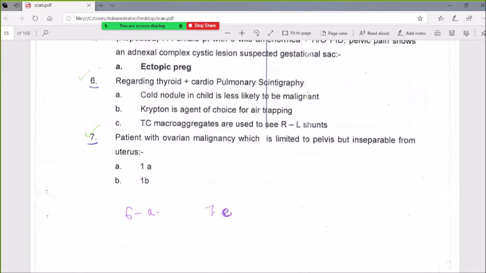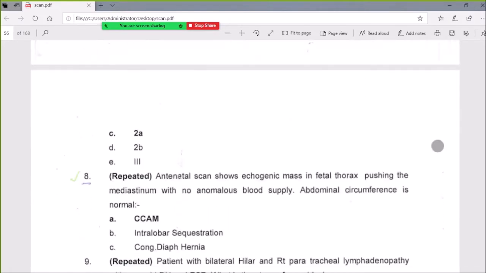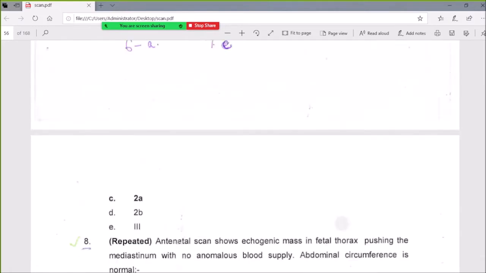Number 6. Recurrent thyroid plus cardiopulmonary scintigraphy, cold nodule in child is likely to be malignant. Recurrent thyroid and cardiopulmonary scintigraphy, cold nodule in child is less likely to be malignant. Ovarian malignancy with limited pelvis but inseparable from uterus, it is stage 3. Stage 3.